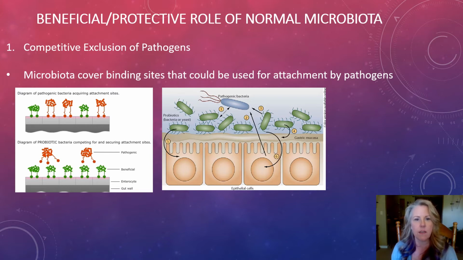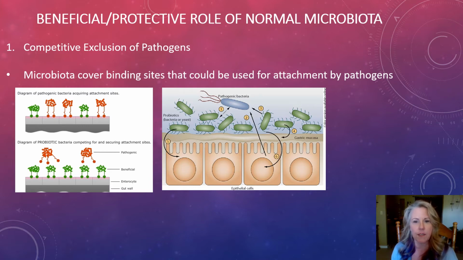So let's think about this. The microbes in the small intestine, in the large intestine, in the GI tract, they live along the walls. They're attached to and live along the walls of those cells. As long as we have the microbiota there, our normal flora, it's covering up some binding sites that would otherwise be available to pathogens. So as long as we have some good beneficial bacteria attached to the walls, we're limiting the space for attachment for the pathogens.